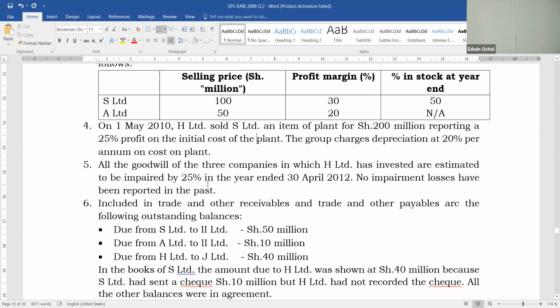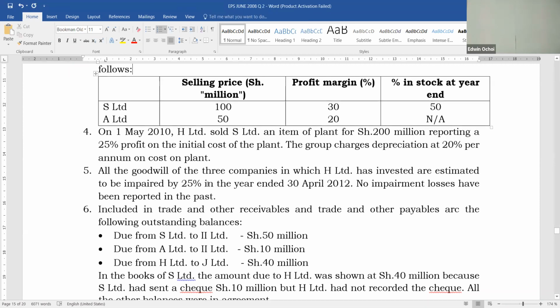So this one implies that H was selling an item of plant. Plant is a fixed asset to S. And what you need to know is that when there's intergroup sales of a fixed asset, the other entity which will receive that fixed asset will never resell. A fixed asset is not meant for resale. It's not like goods. For goods, at least, you will find that the recipient of the goods resold a portion of the goods, not the parent.